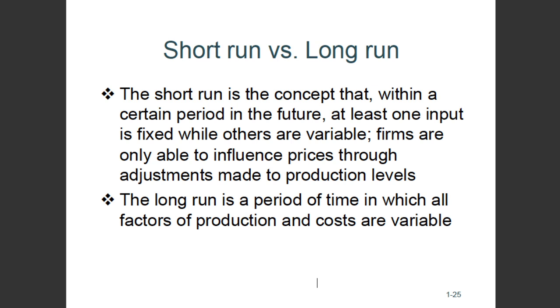Okay, so we're going to distinguish between the meaning of the short run and the long run. And so too, when I speak about strategic decision making and industrial organization and game theory, we refer to long run strategies, because we imagine that that's a period of time. It can vary from industry to industry what is a long run, but it's a period of time in which all factors of production and costs are variable. But the short run is where at least one input is fixed while the others are variable.